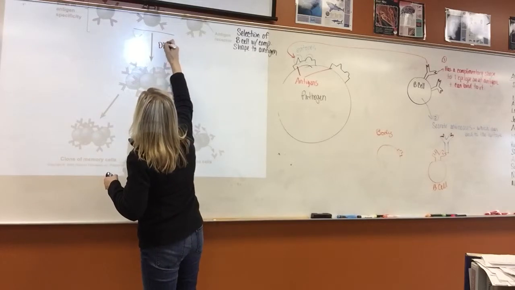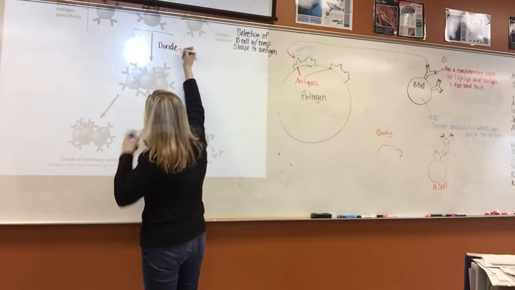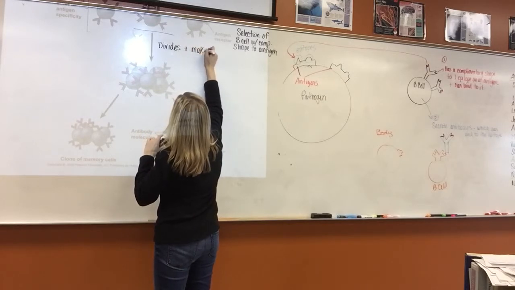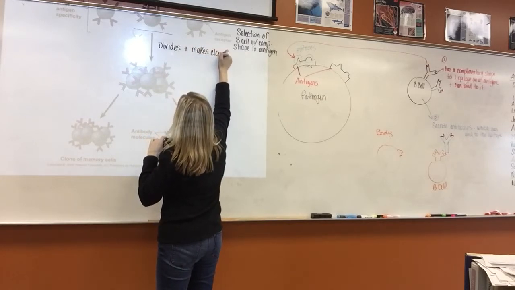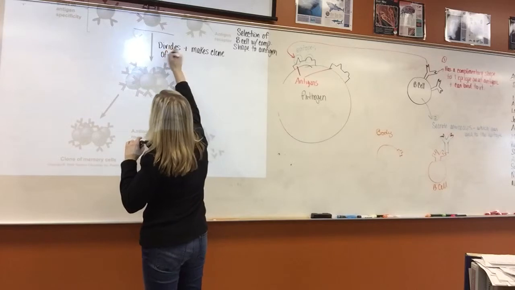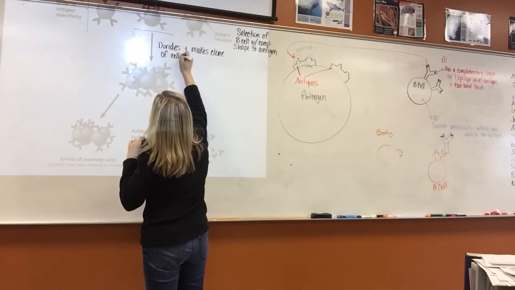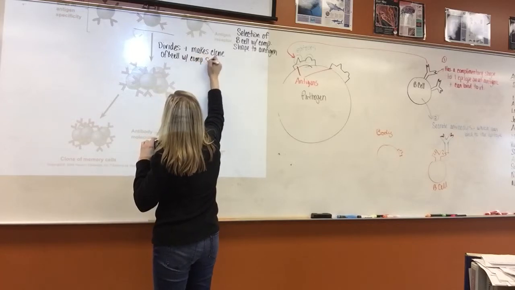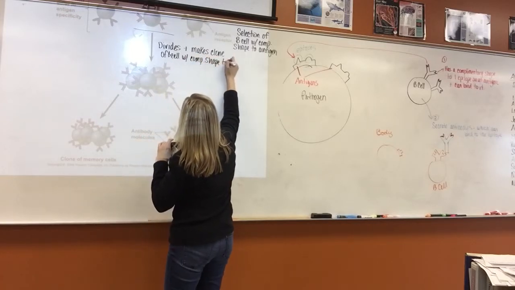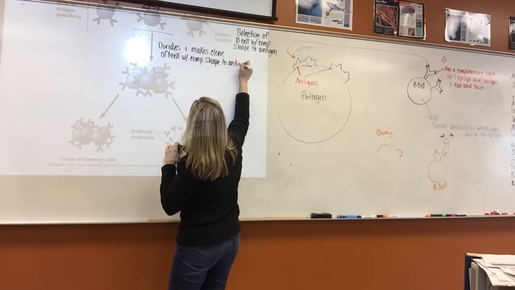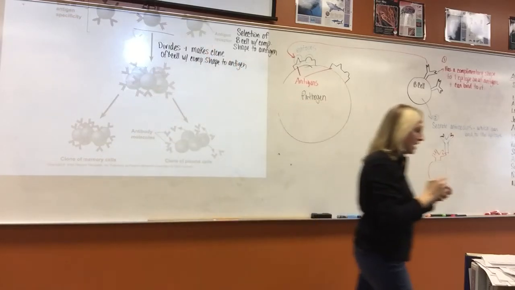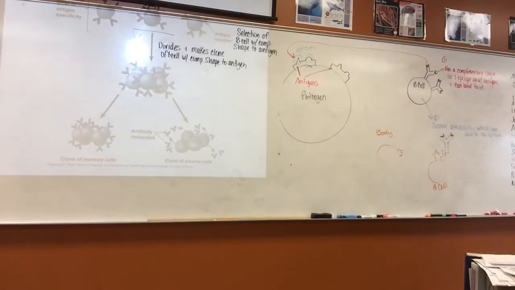So these guys divide and make clones of the B cell with the complementary shape. So we get lots of those B cells. We don't divide and clone any of the other ones, only the ones that have the complementary shape to the antigen that we're getting infected with.